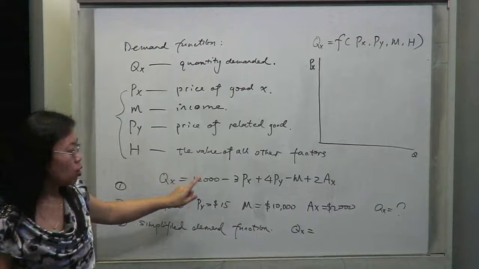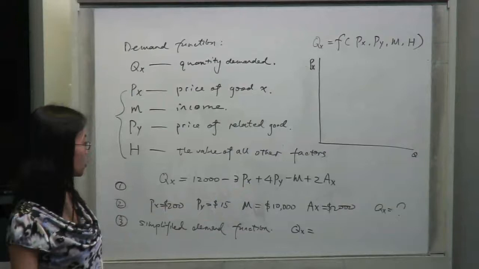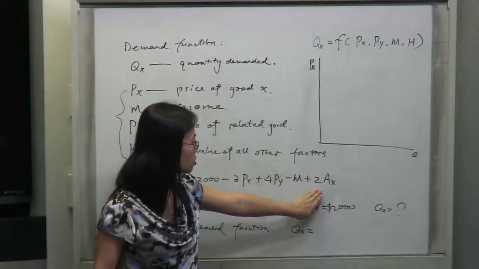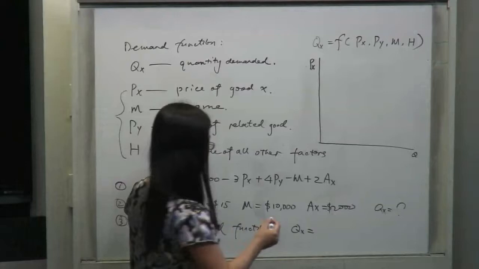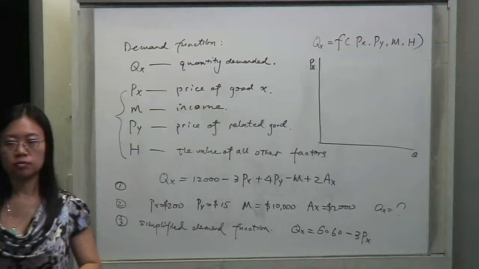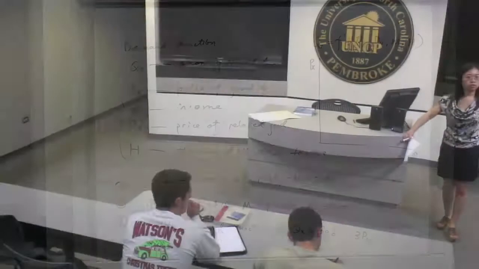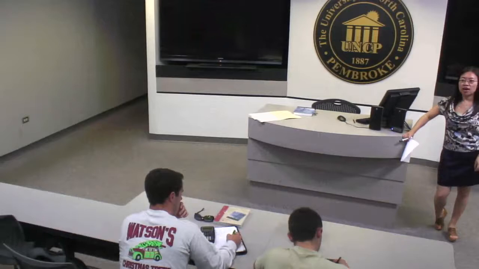So can you just add 12,000 to 5,460? 12,000 plus 60 minus 10,000 plus 4,000. So it's negative 3 PX, and then 6,060? 60, yep. Okay, so it's 60 minus 3 PX. Everybody got that? That's what we call the simplified demand function.